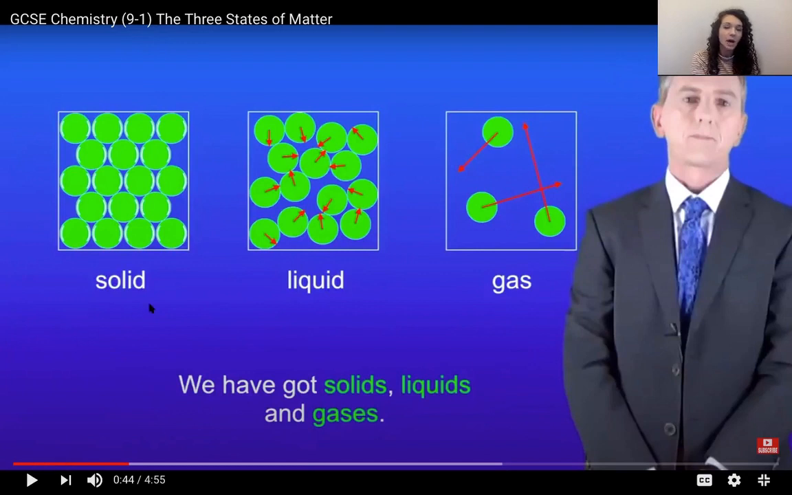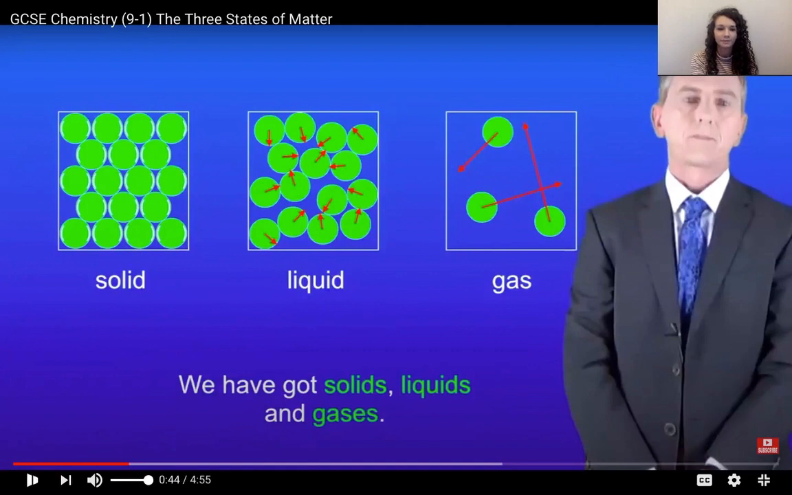All right, so before we start the video, what I would like you to do is just draw out these 3 diagrams of a solid, a liquid and a gas, the particles in a solid, a liquid and a gas. And we call these particle diagrams. So if you can pause the video now and just draw those out. So then you will have room underneath them to write some notes.